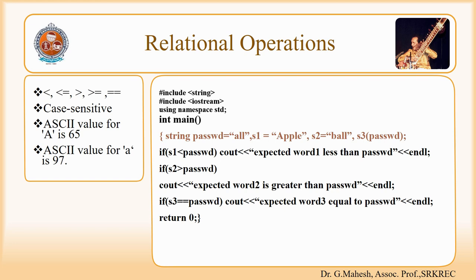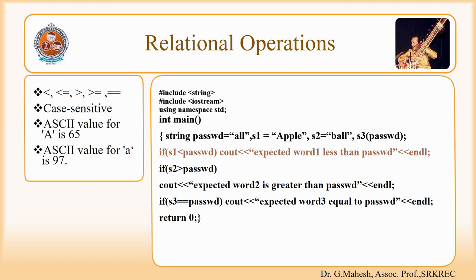The second line is an if statement. If S1 less than password, then cout expected word is less than the password, endl. Now S1 is a capital Apple, this is a small a, therefore S1 will be automatically less than the password, therefore this line will be printed.